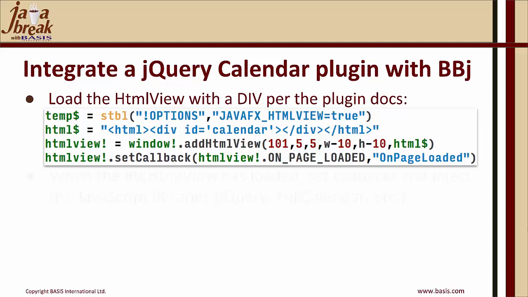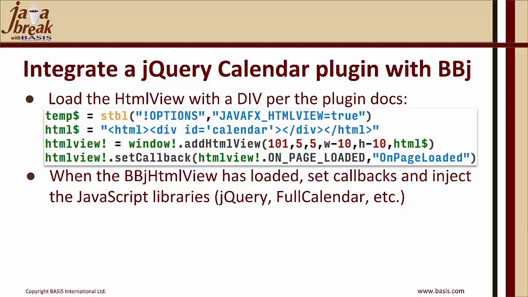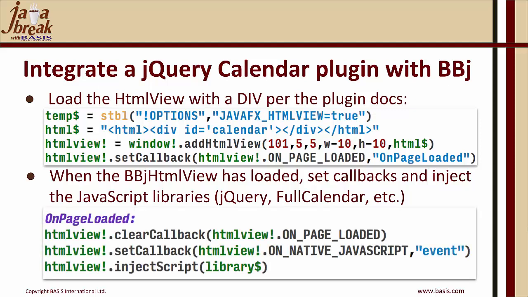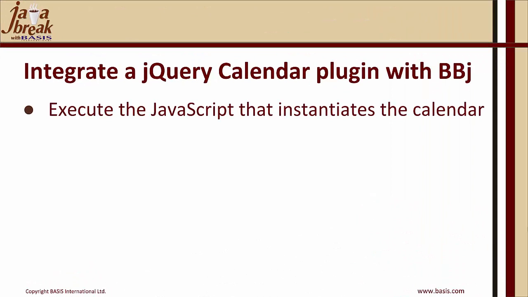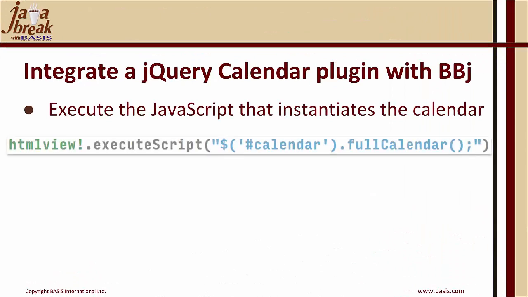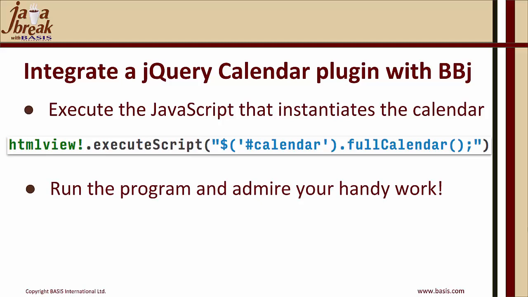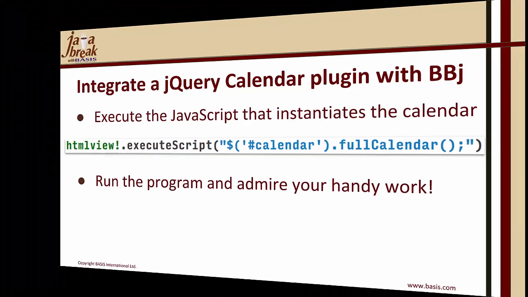And then we set a callback. When the BBjHtmlView has loaded, we set the callback and inject the JavaScript library, jQuery or FullCalendar, etc. So on page loaded, we clear the callback, set the new callback, and inject the JavaScript. What's our next step? Now we're just left to execute the JavaScript that instantiates the calendar. Pretty straightforward. Run the program and admire your handiwork.